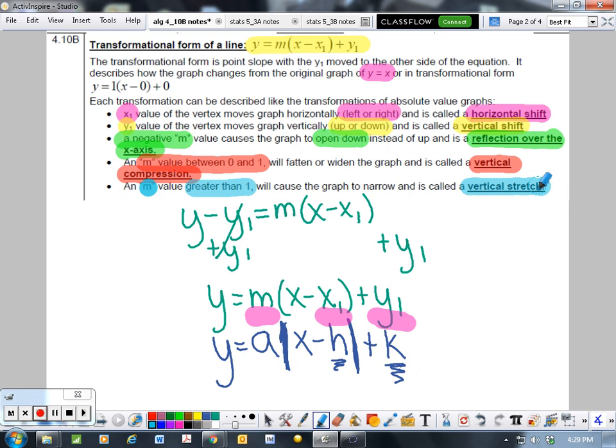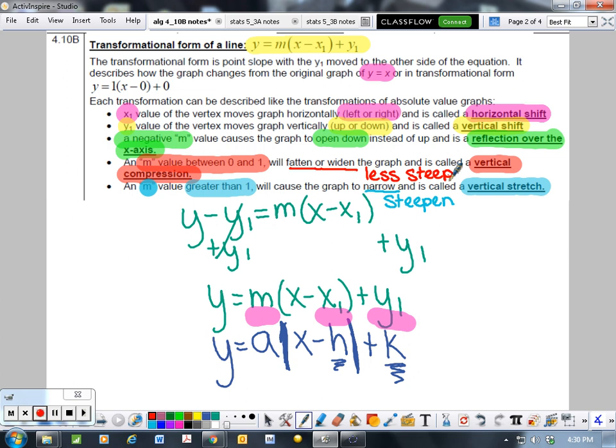And so you really can't tell fatten and widen and narrow with this, because the line is harder to tell than the V shape. You can definitely tell the V shape that's getting narrower and all that. So our keywords are now going to look like, instead of narrow, it's going to steepen. It's going to become a steeper graph. And instead of fatten or widen, it's going to become less steep. Because remember, this is all affecting our slope, that's where we're going to see that.